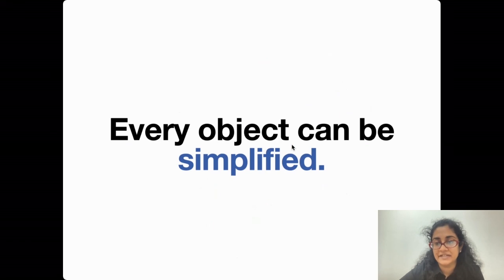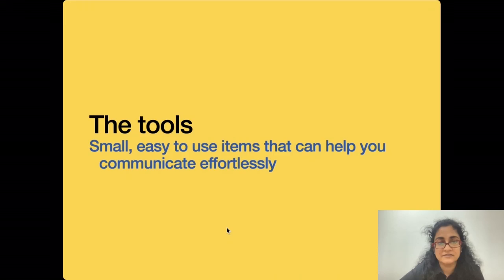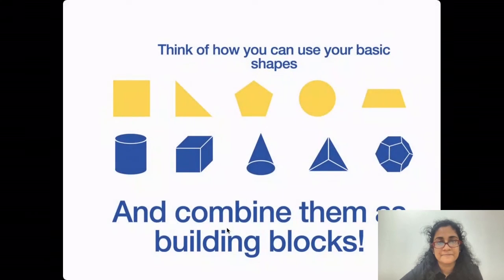Every single object can be simplified. When it is simplified, it can be drawn. And all of your building blocks are again there, right there for you, which is your basic shapes and all of your 3D forms. In your tools, they're easy to use things that can help you communicate effortlessly. Think of how you can use your basic shapes and combine them into building blocks to draw all of the things that are around you.